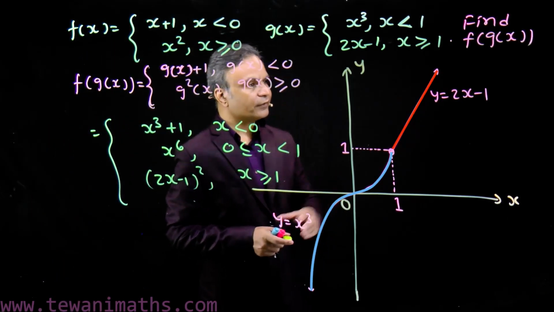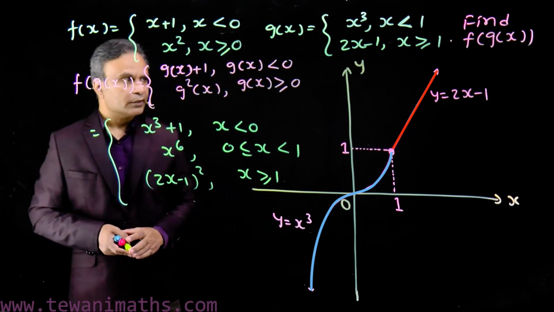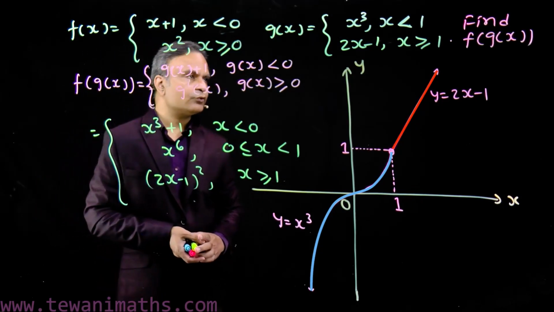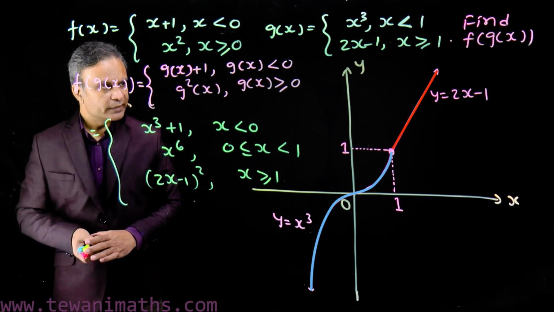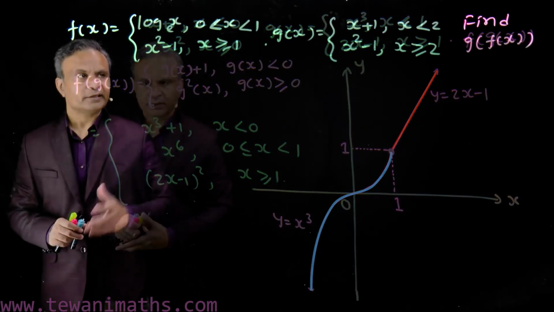ठीक है, तो एक graphical method है, simple है. We use this method when it is easy to draw the graph of inner function, first function. ठीक है, let's have one more example. Okay, let's try this question.